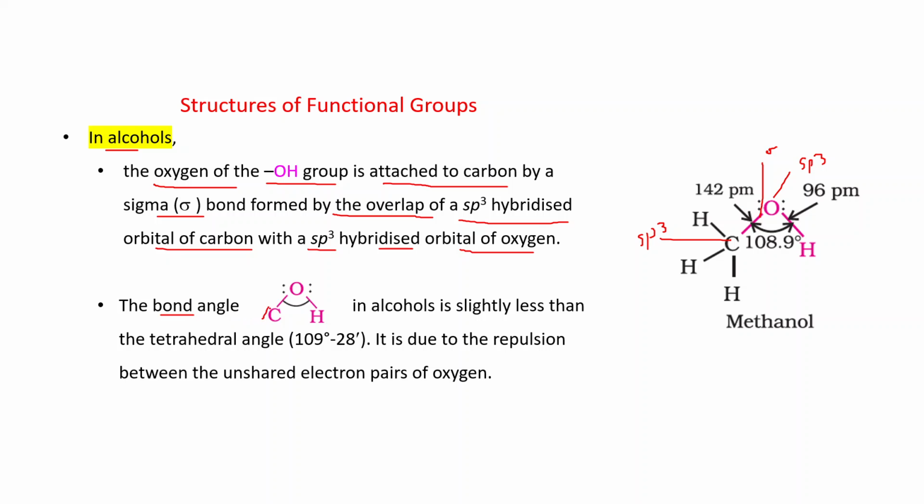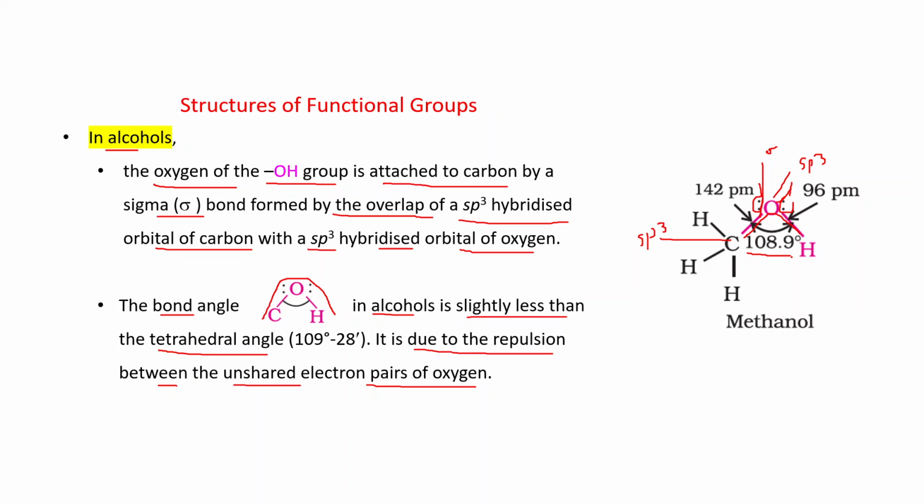The bond angle COH in alcohols is slightly less than the tetrahedral angle, that is 109.28 degrees, and this is due to the repulsion between the unshared electron pairs of oxygen. Now, when this is sp3 hybridized, the arrangement of electron pairs is tetrahedral, but due to the presence of these lone pairs of electrons, this is bent shape, okay, and again due to the repulsion between these lone pairs of electrons, this bond angle is slightly less than the normal tetrahedral angle.